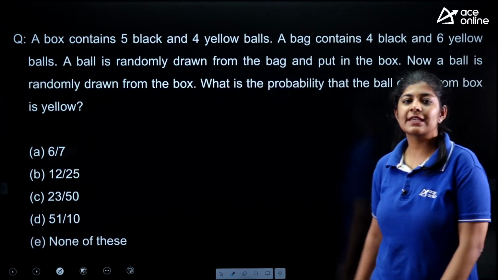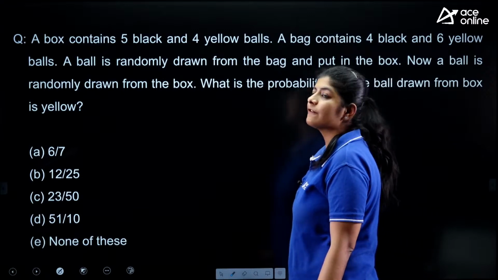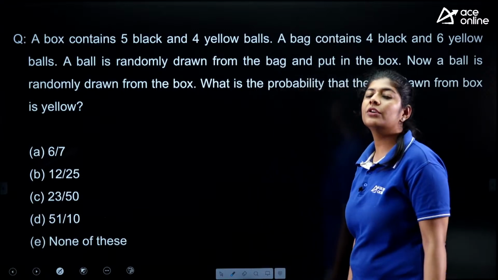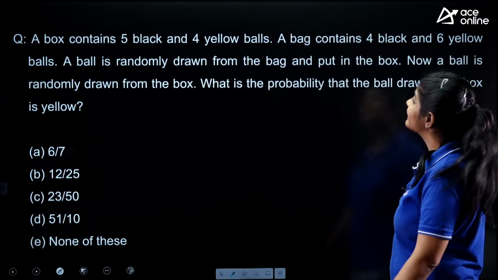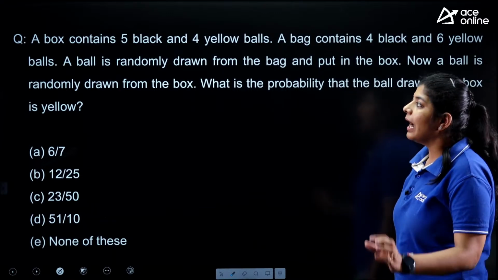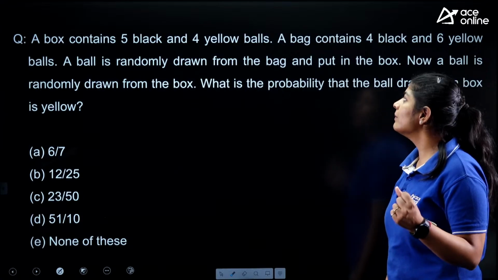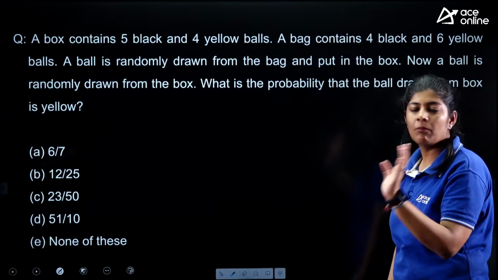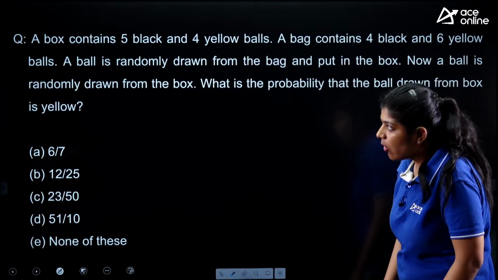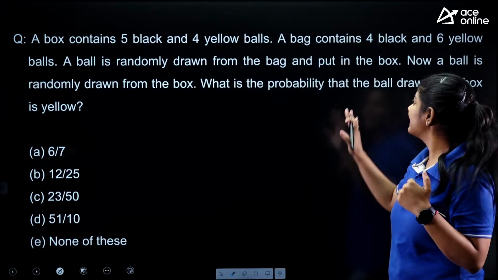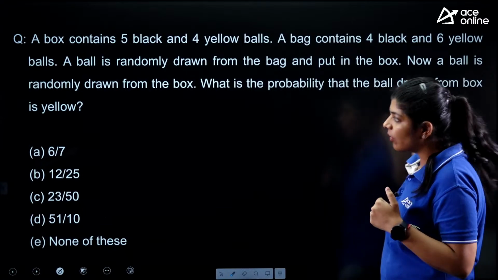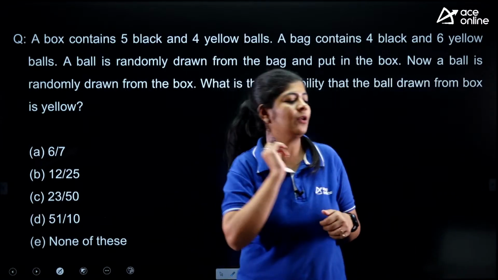The next question says that a box contains 5 black and 4 yellow balls. A bag contains 4 black and 6 yellow balls. A ball is randomly drawn from the bag and put in the box. Now, a ball is randomly drawn from the box. What is the probability that the ball drawn from the box is yellow?